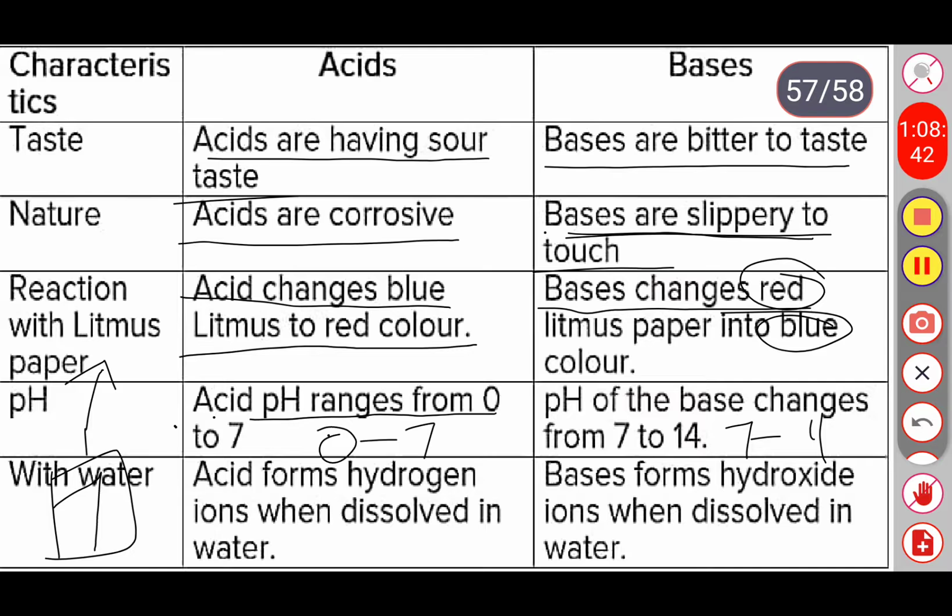Next one, how the acid reacts with water. Acid forms hydrogen ions when it dissolves in water. When acids are dissolved in water, they release the H plus ion. Similarly, bases release the OH minus ion when they dissolve in water. So these are some of the differences between acids and bases.